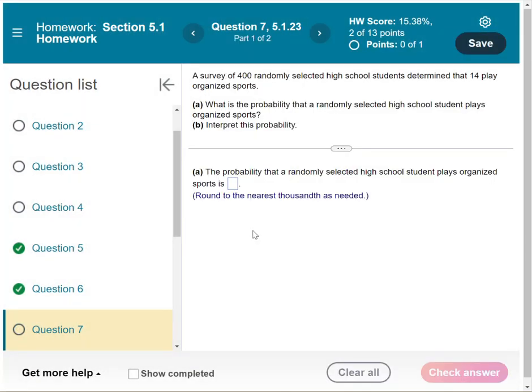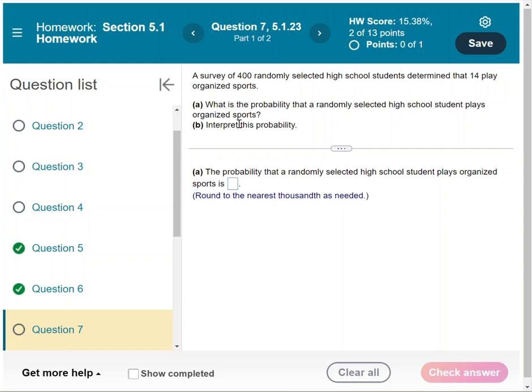All right, let's move on to number 7. So a survey of 400 randomly selected high school students determined that 14 play organized sports. Well, that's interesting. That's not very many. What is the probability that a randomly selected high school student plays organized sports?